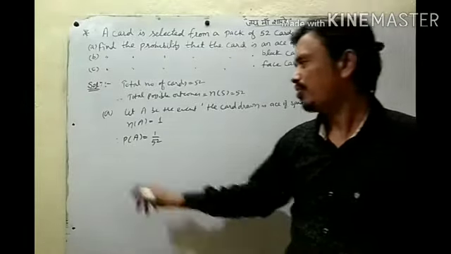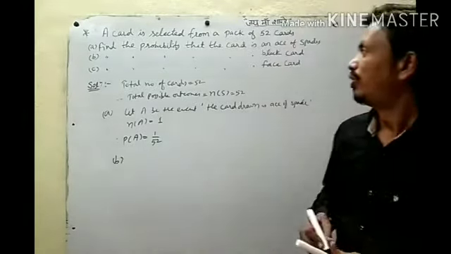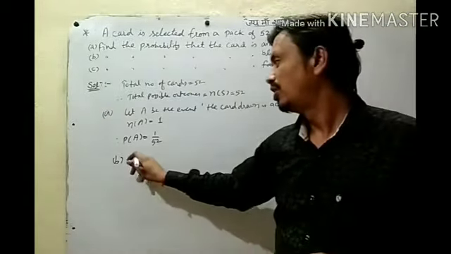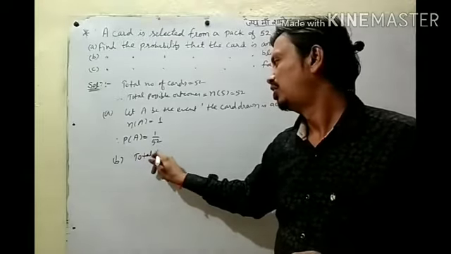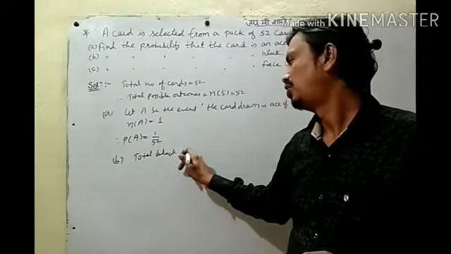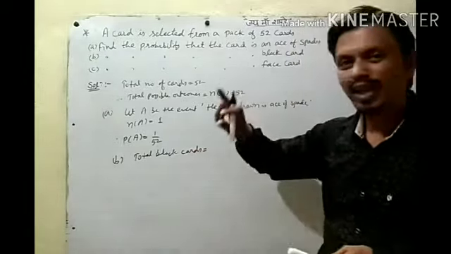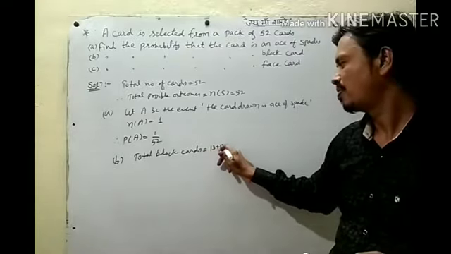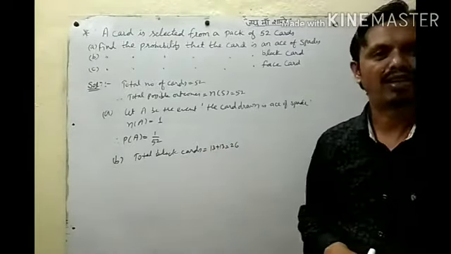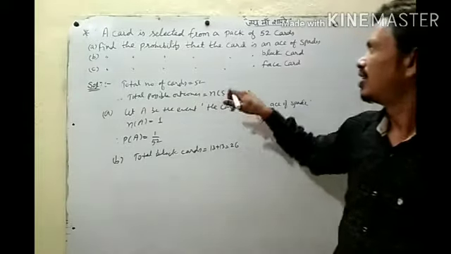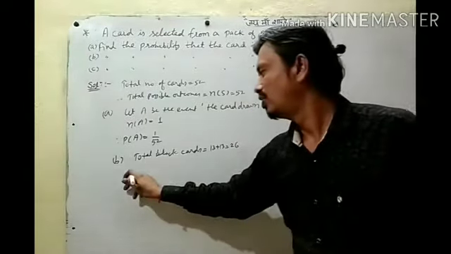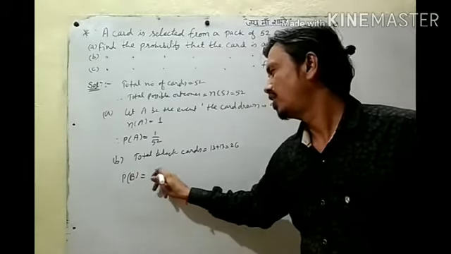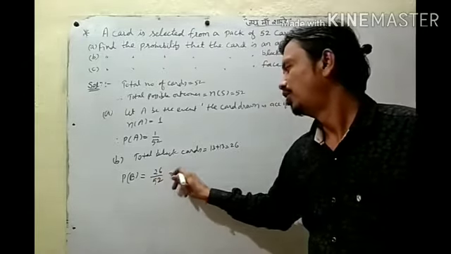Then what is the probability of getting a black card? How many black cards are there? Spades and clubs are in black color, so there will be 13 plus 13, 26 cards that are black. If event B is that the card is black, we can write the probability of B is 26 by 52, which means 1 by 2.